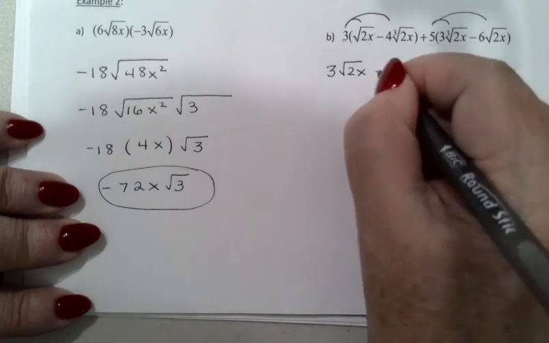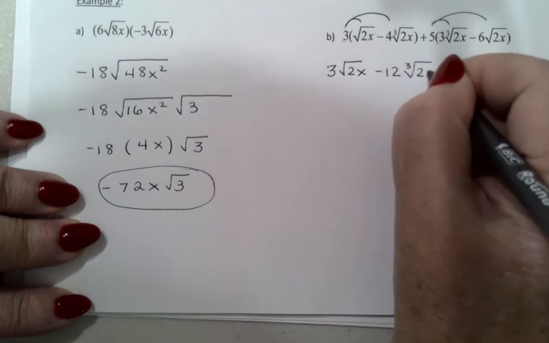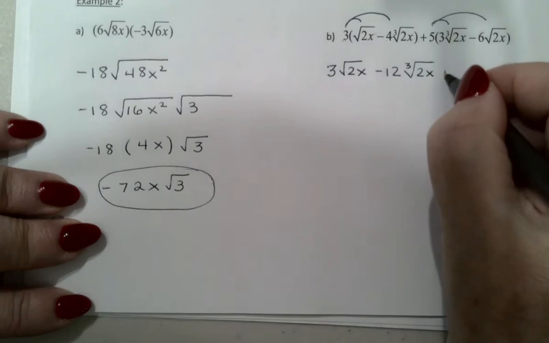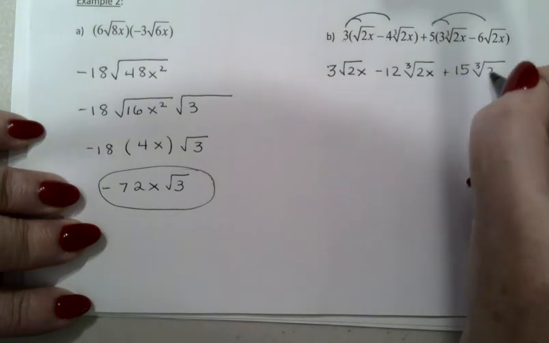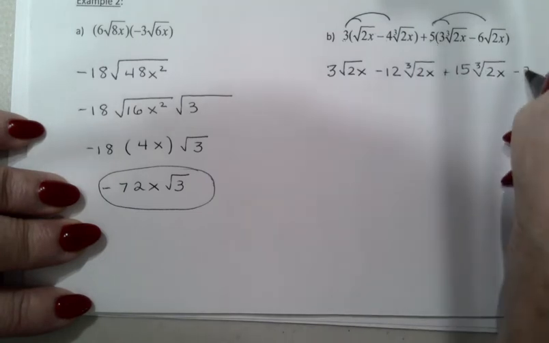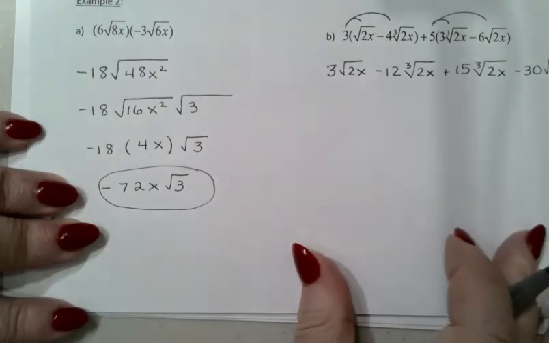That's going to give me a negative 12 times the cubed root of 2x. And over here, a plus 15 times the cubed root of 2x. And finally, a negative 30 times the square root of 2x.